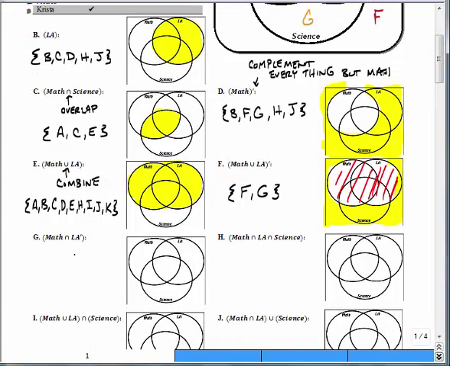All right, the next one says math intersect language arts complement. Okay, so if I'm going to do language arts complement, let's kind of do this in two steps. Let's do this like this. First I'm going to have math, and I want to figure out where that intersects with language complement, which means everything except for language. So let me kind of do the outside here. I'm doing everything except for what's in the language circle.